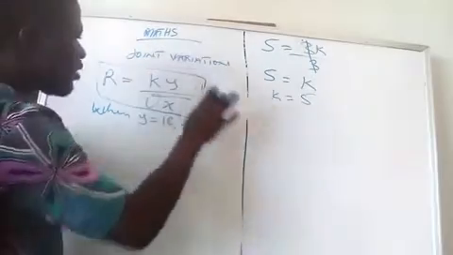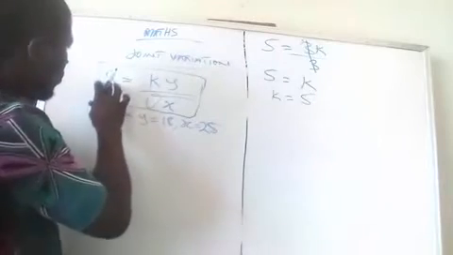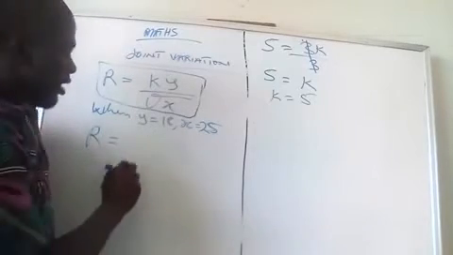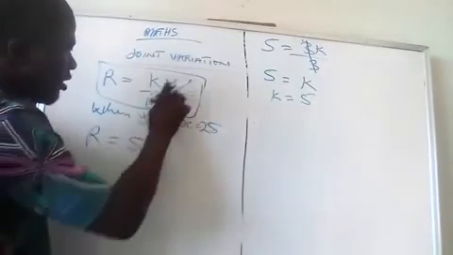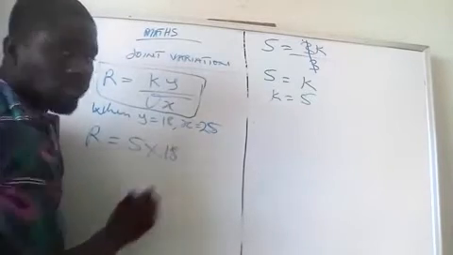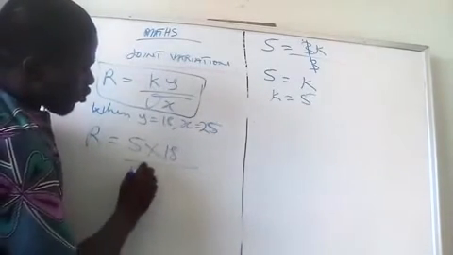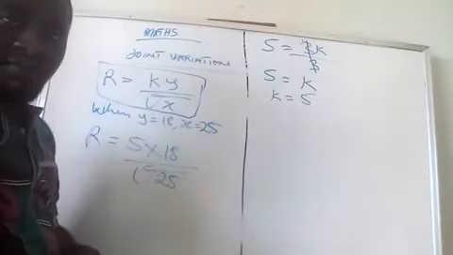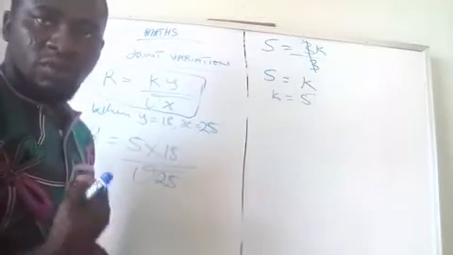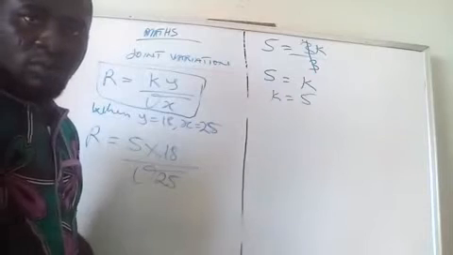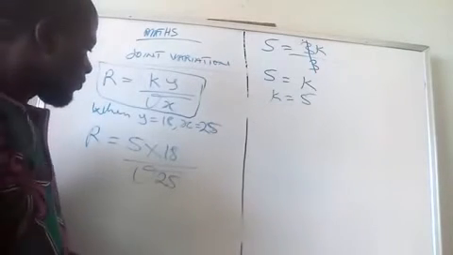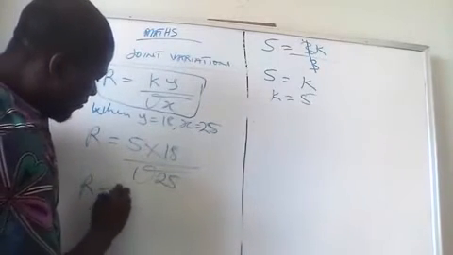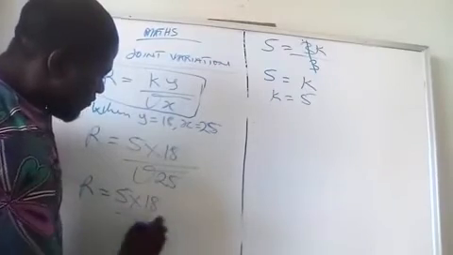So now when we put the values, we are looking for R. So you have R equal to, what is our K? Our K is 5. 5 times our Y, which is 18, all over the square root of 25. What number will you multiply to give you 25? The number is 5. So the square root of 25 is 5. So you have R equal to 5 times 18 over 5.